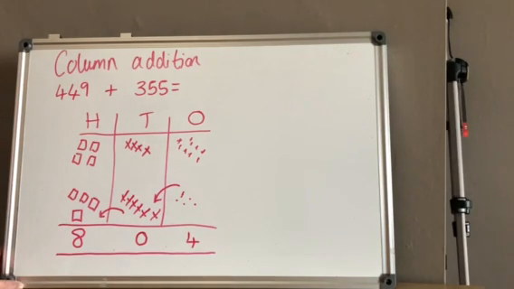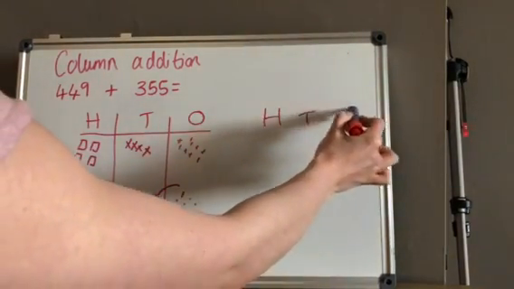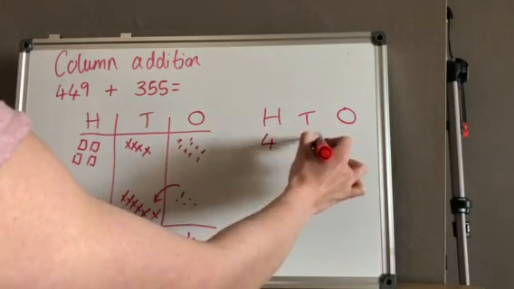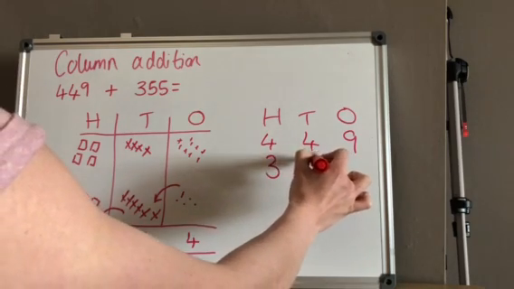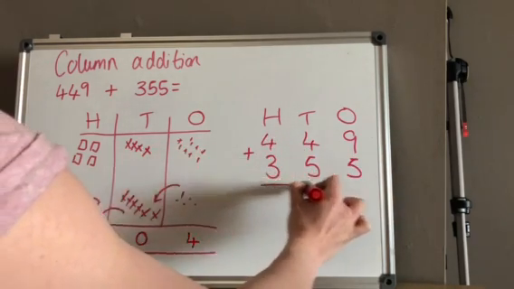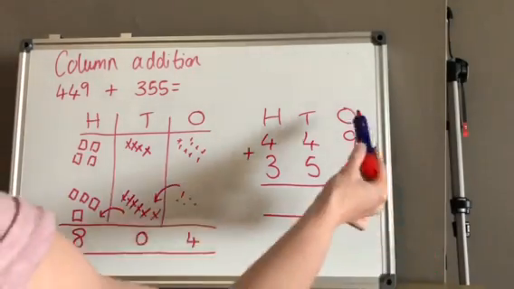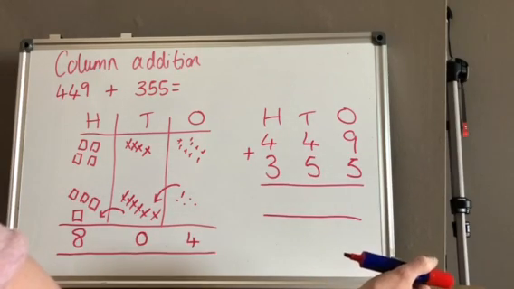Okay? So to do this as a written column addition method, we would do exactly the same again. Hundreds, tens and ones. We would write our numbers out. So we've got 4 hundreds, 4 tens, 9 ones, 3 hundreds, 5 tens, 5 ones. And we would draw our equals lines there. And we would add the columns up, starting with the ones column. So we've got 9 and 5, which we know makes 14.